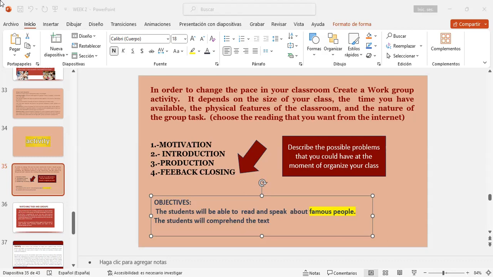Introduction. So I don't know what is in introduction. I guess that we are going to describe the activity or explain the activity to the class.